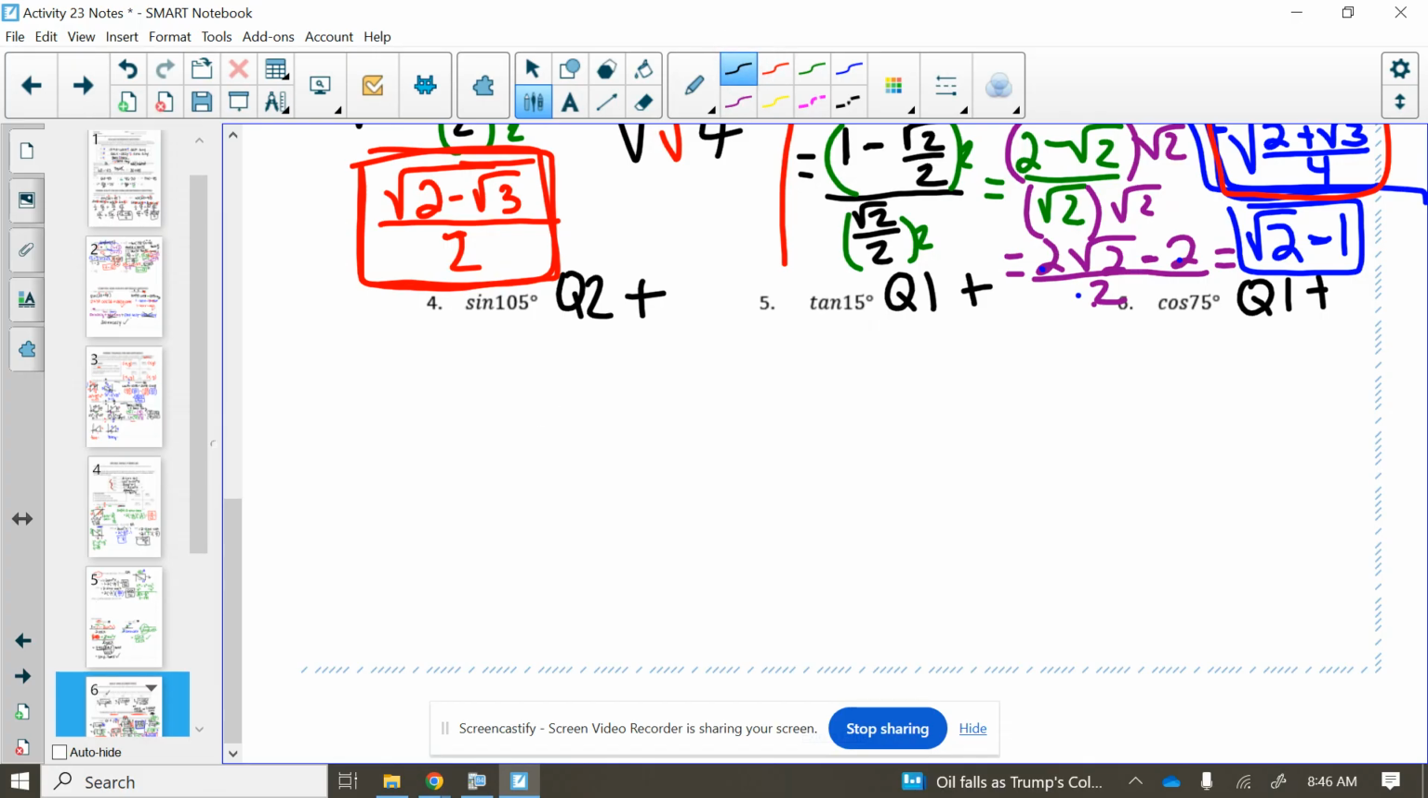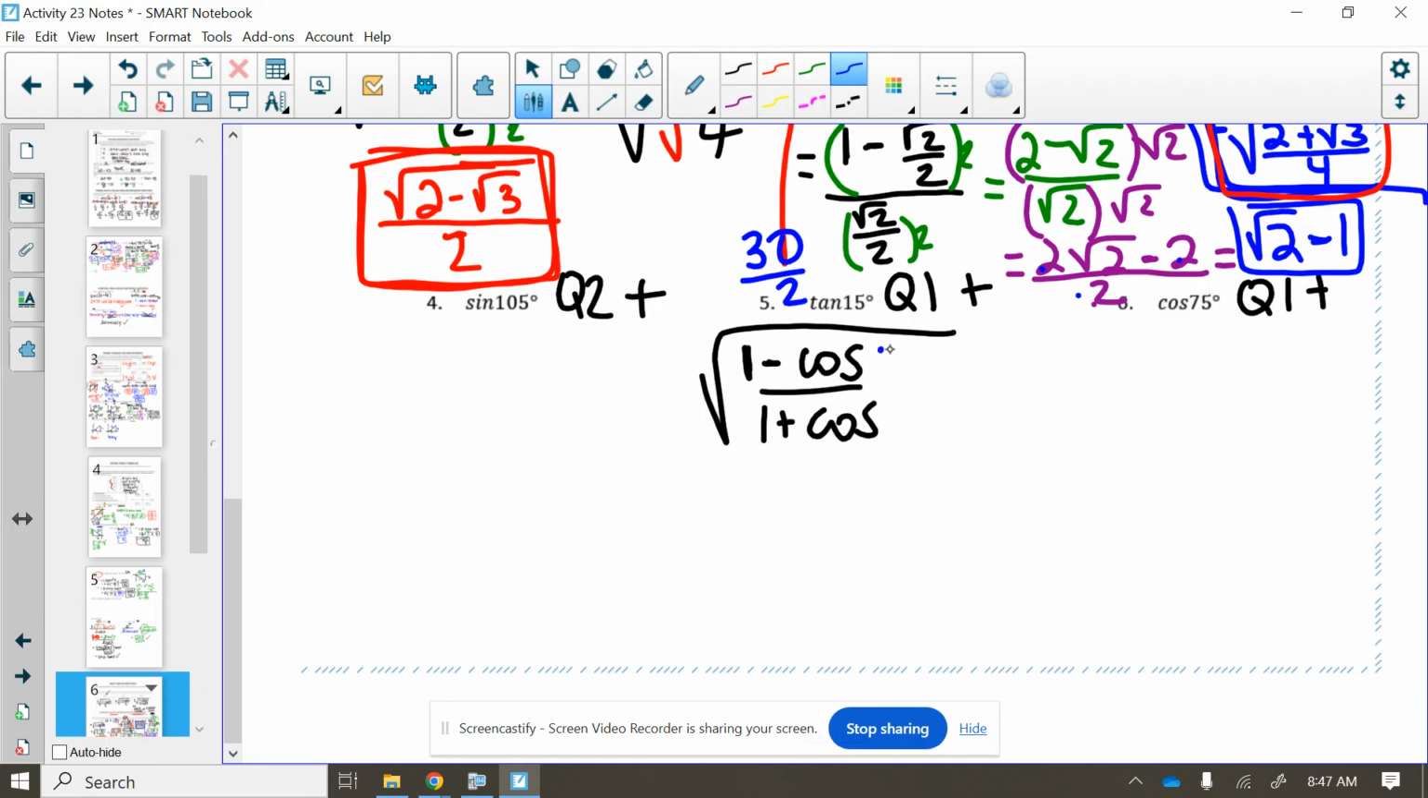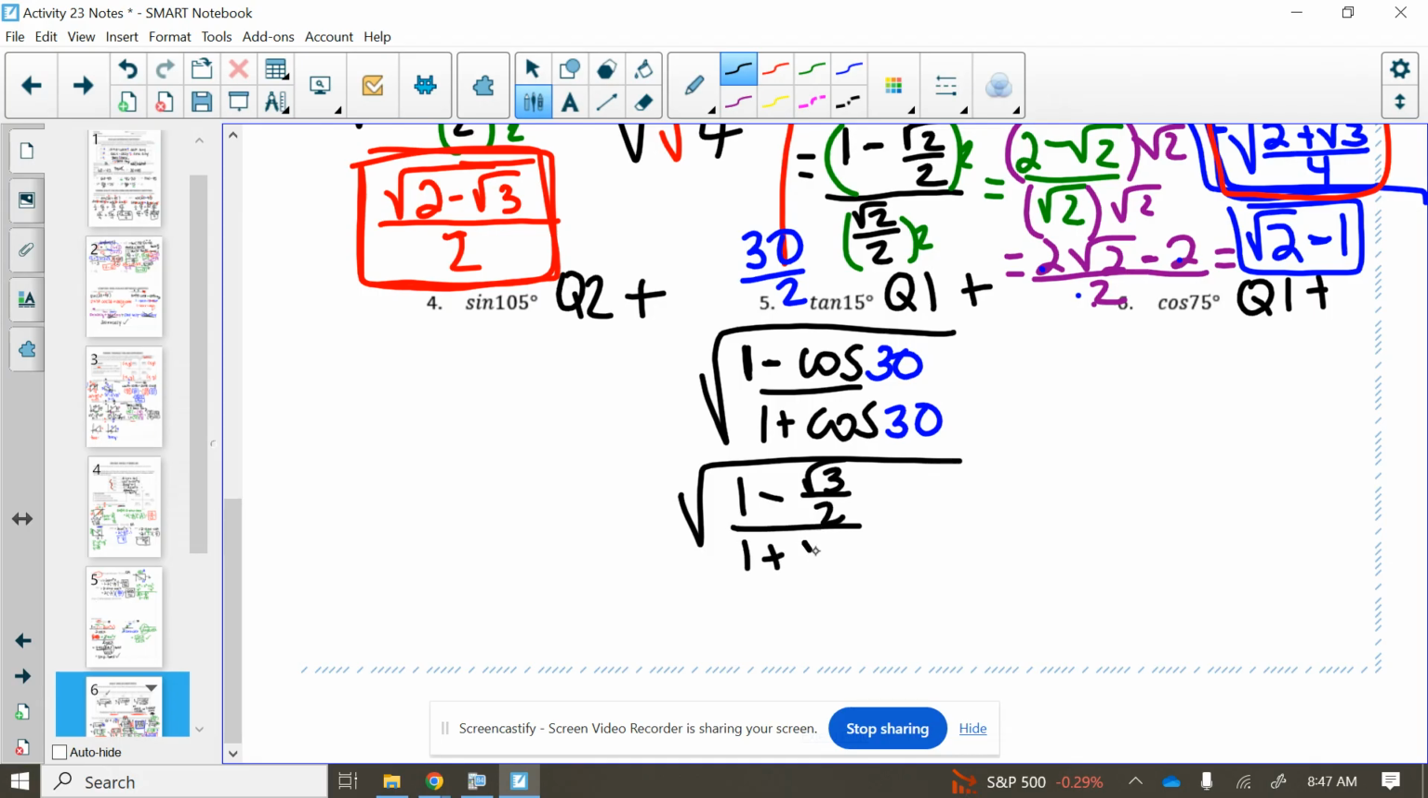Okay, so again, we've seen a couple with the tangent. Again, you kind of have two options. You could either have 1 minus your cos over 1 plus the cos, and again, 15 divided by 2 is 30. So we would plug in 30 for our x value. And again, from the unit circle, the cosine of 30 degrees is square root of 3 over 2. Oops, it should be a minus sign. And again, we want positive out front here because 15 is in quadrant 1 and tangent's positive.